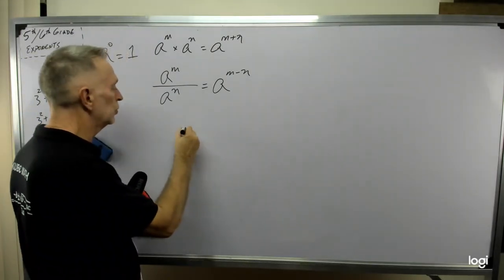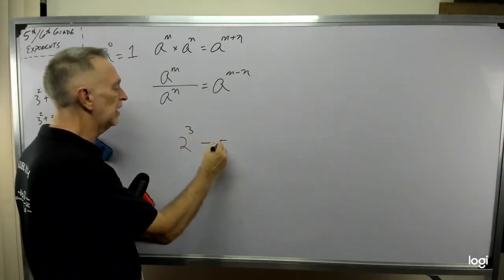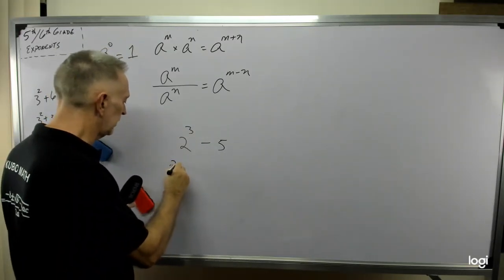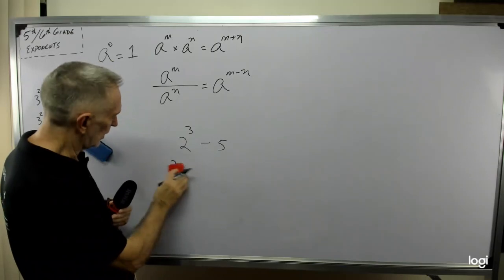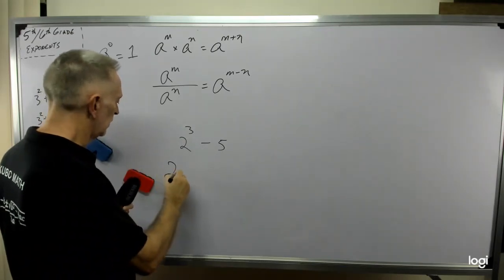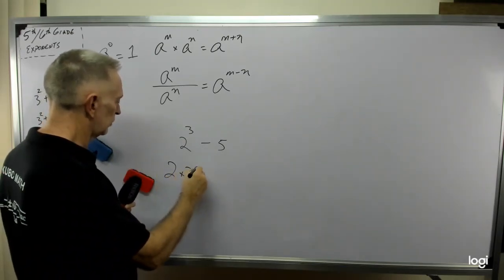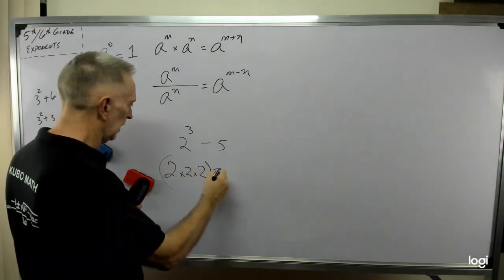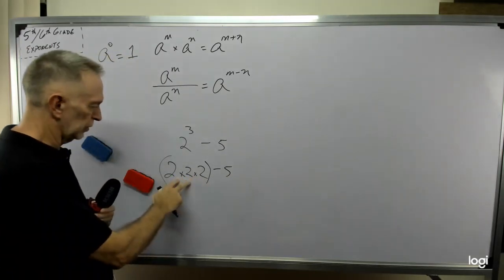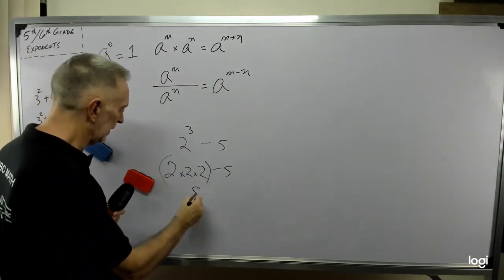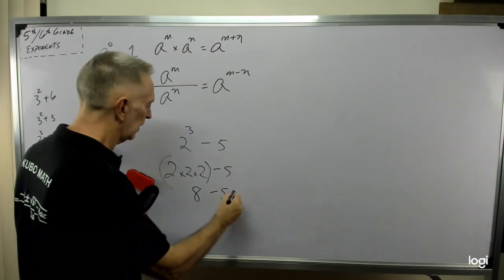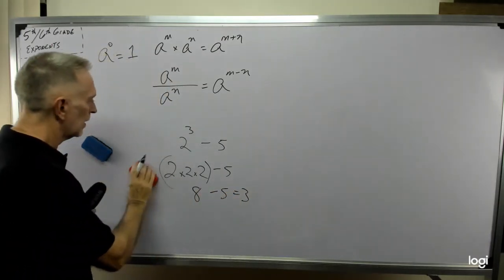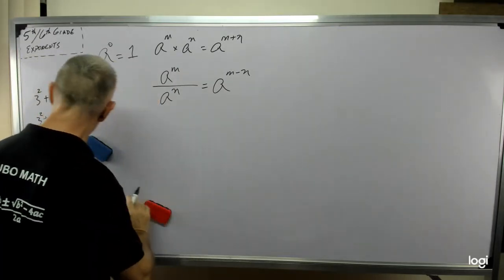2 to the third power minus 5. Whoa, 2 times itself 3 times. Let me write that a little bit larger. 2 times 2 times 2, 2 times itself 3 times, minus 5. 2 times 2 is 4, times 2 is 8. 8 minus 5 equals 3. Okay? Hey, you guys are doing good here.